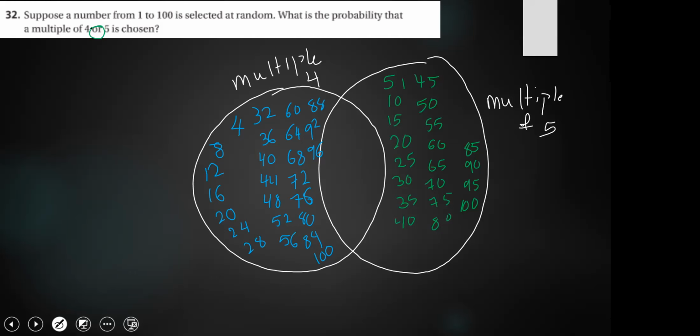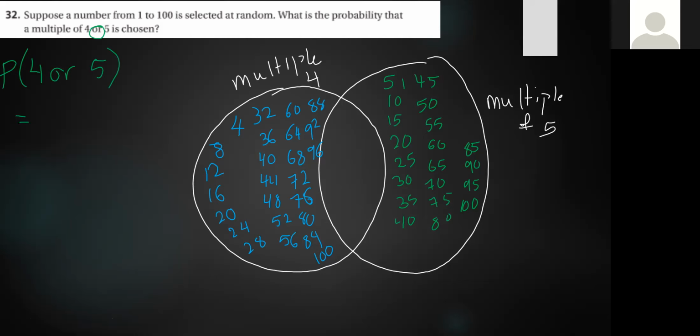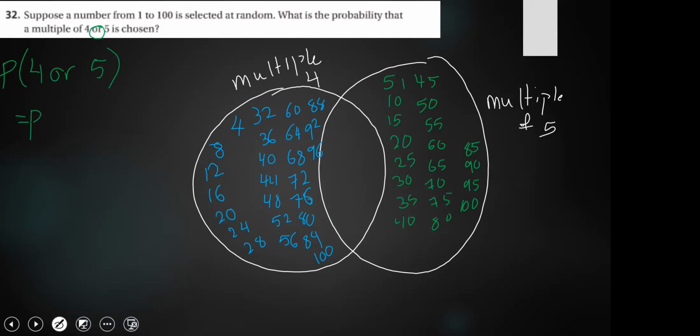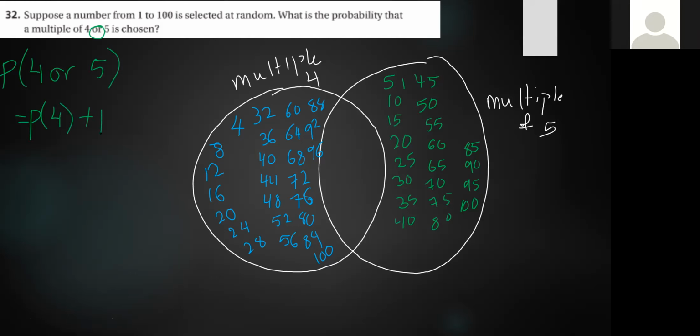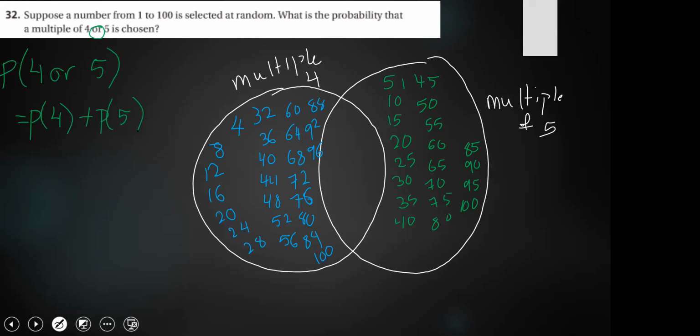Now here we have to find the probability of a multiple of 4 or a multiple of 5. And they can happen at the same time, so they are not mutually exclusive. We have to say the probability of getting a multiple of 4 plus the probability of getting a multiple of 5 minus the probability of 4 and 5.